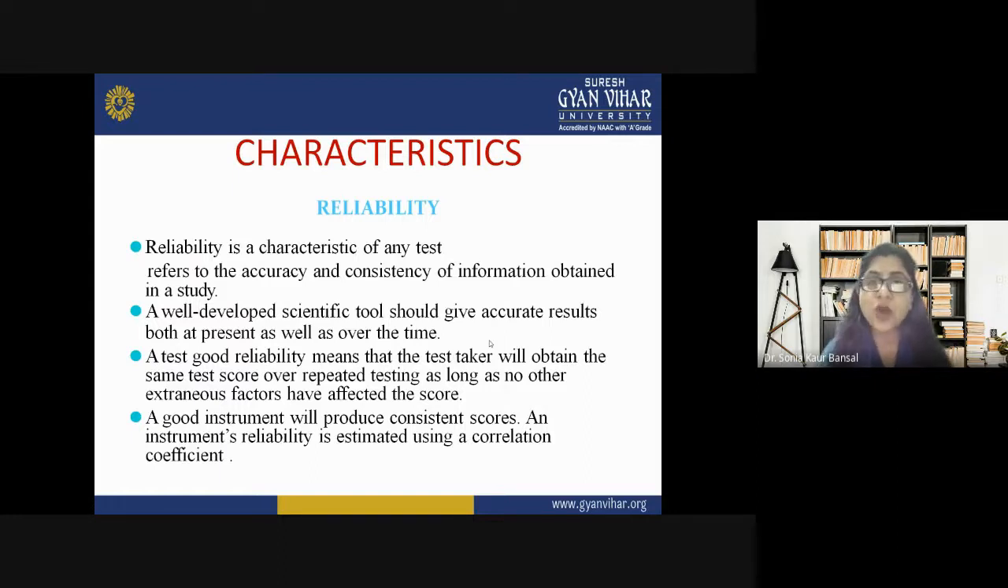But if it is not being affected by any outsider factors, when the test is repeated on one population one time and then the next time, maybe the same day or another day, another week, it will not affect the scores. So a good instrument will produce consistent scores, and an instrument's reliability is estimated using a correlation coefficient. So this is how it is done.